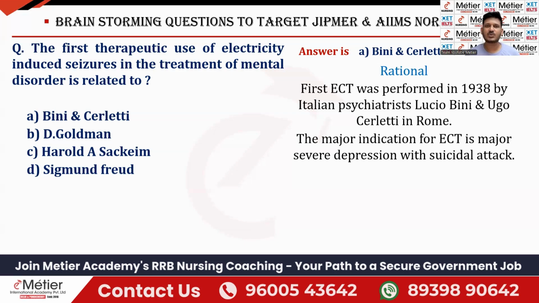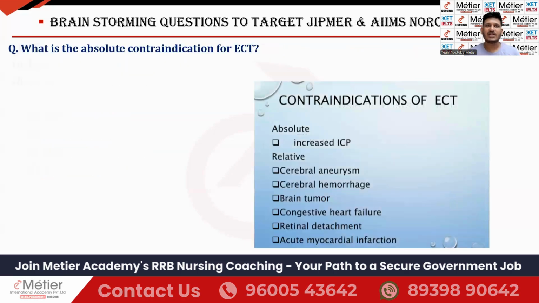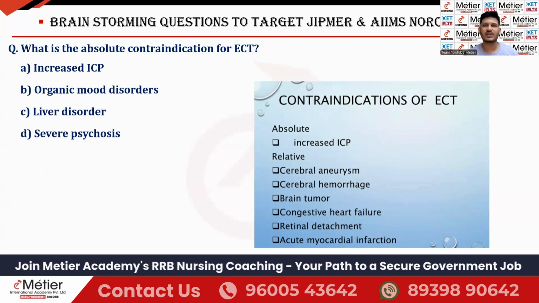And the next one: what is the absolute contraindication for ECT? They are asking for the contraindication. Underline the key point, absolute contraindication. There are two types of contraindication, absolute and relative, as you can see very clearly in this slide. In this question they are asking for the absolute contraindication, and four options are given here, and I hope everyone knows the answer because it is already displayed here. The right answer is option A, increased intracranial pressure, which is the absolute contraindication for ECT, electroconvulsive therapy.